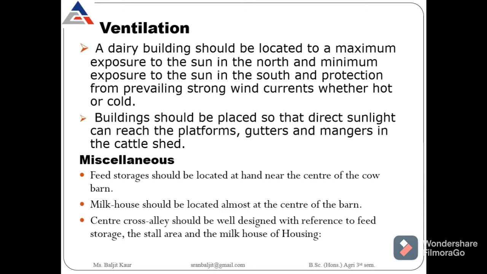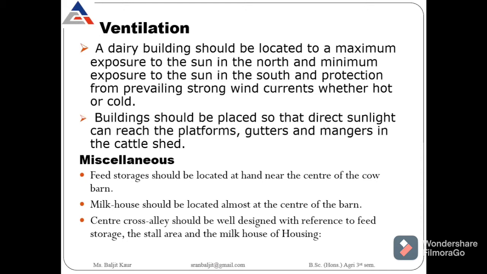Miscellaneous, so feed storage should be located near the center of the cow barn. So feed storage area should be made inside that shed. Okay, milk house should be located almost at the center of the barn, right? Barn or shed, shed is also known as barn. So milk house, where milking is done in the morning as well as in the evening, should be located in the center of that shed, right?